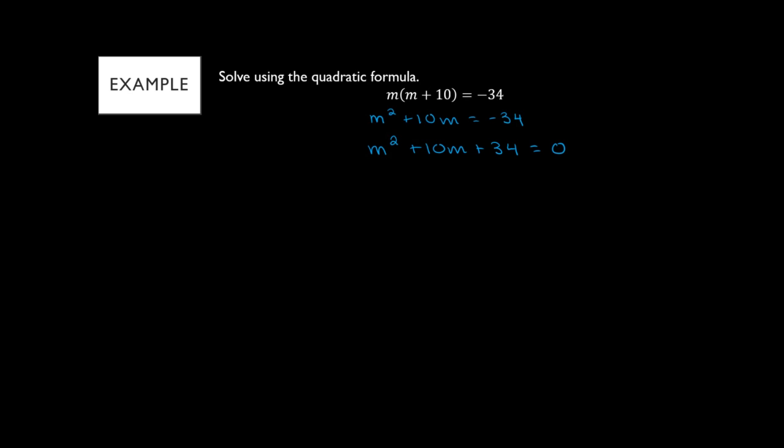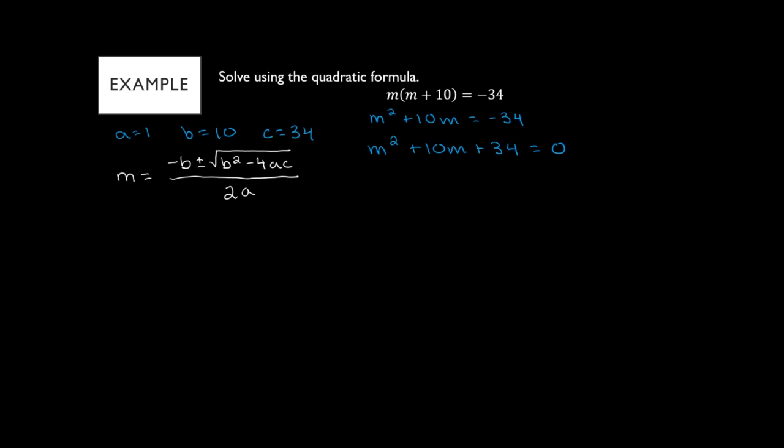So I'm going to start by identifying a is equal to 1 because the number in front of the square term is 1. B is equal to 10. C is equal to 34. And so again, writing the quadratic formula, I'm being careful to write m instead of x because that m is our letter. It's negative b plus or minus the square root of b squared minus 4ac all over 2a. I almost plugged in the numbers. Not there yet.